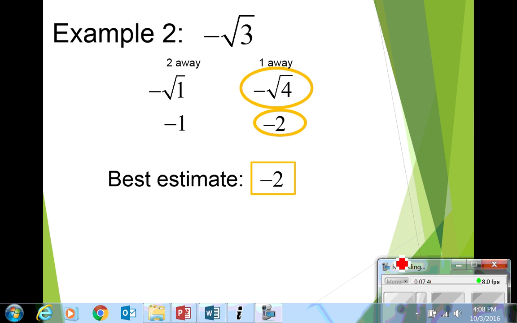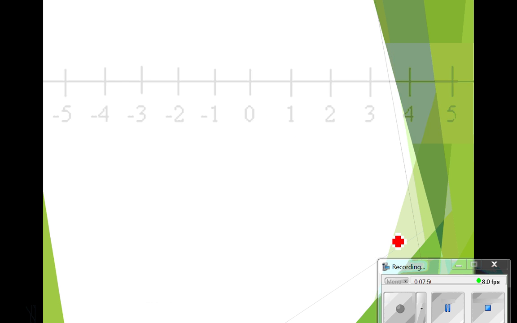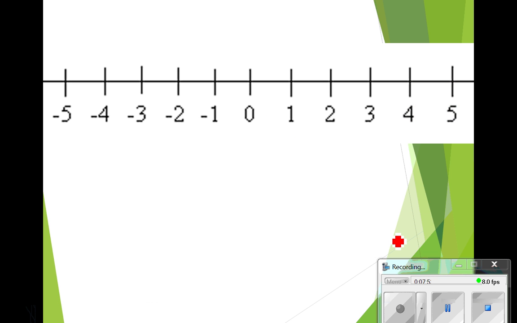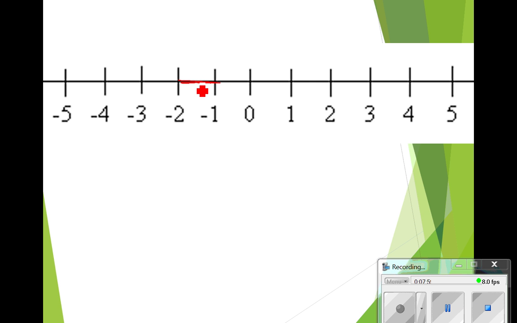Now we're going to go back up to our same number line, and we know it's between negative 1 and negative 2. If we make a mark in the middle, and we know that it's closer to negative 2, we just need to put our number, our plot, closer to the negative 2. And it is negative square root of 3.